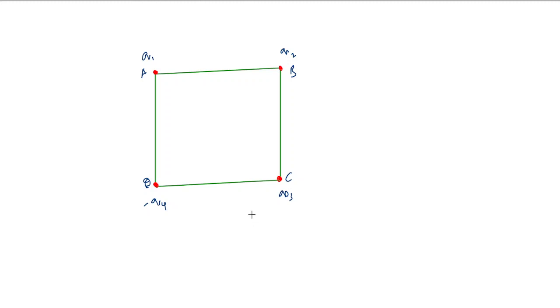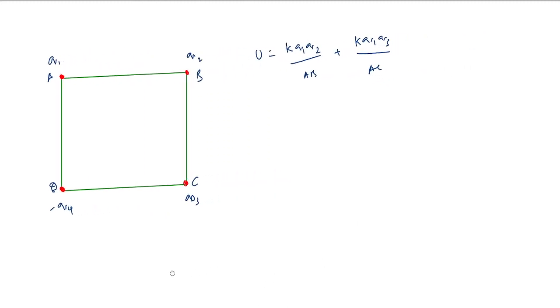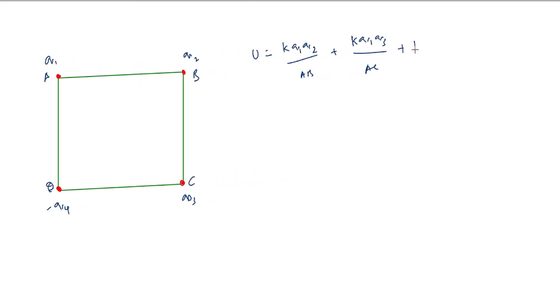Now here we get 6 pairs, if you use combinations. So U is equal to, find the possible pairs. One pair would be K Q1 Q2 by AB. Let's start from Q1 only. So we found this pair. Let's find another pair from Q1. It will be K Q1 Q3 by AC, which is the diagonal, plus K Q1 times minus Q4 by AD.